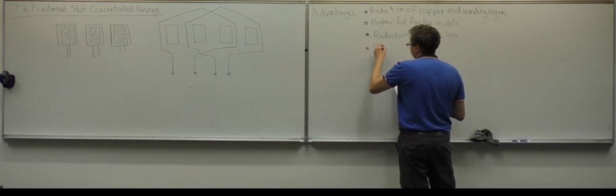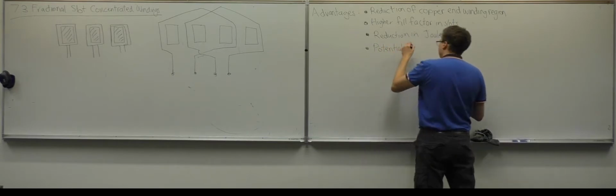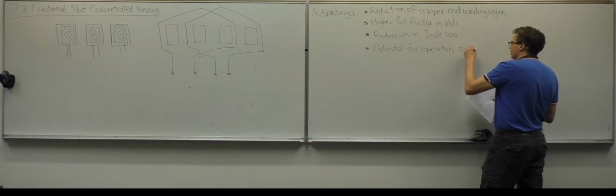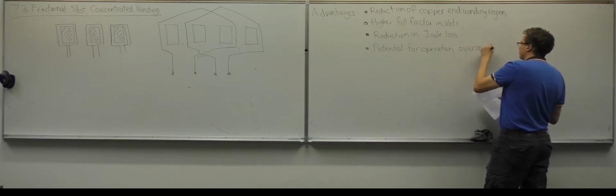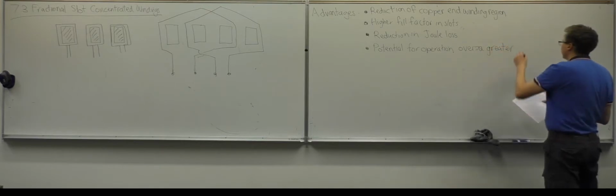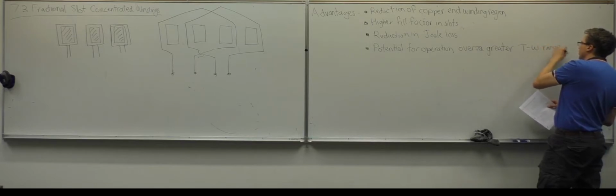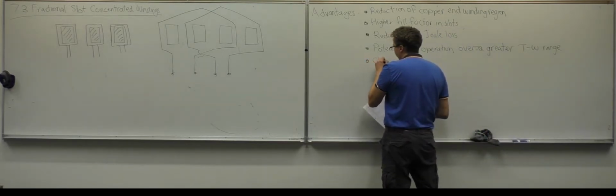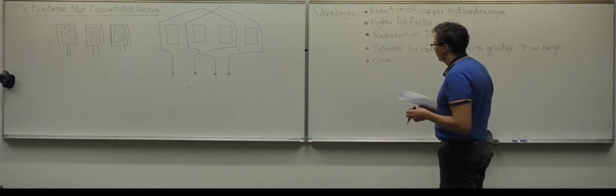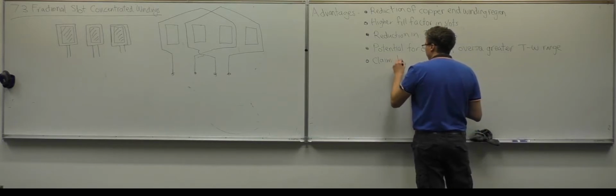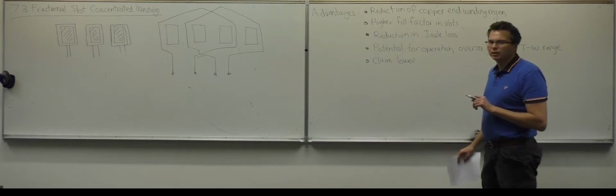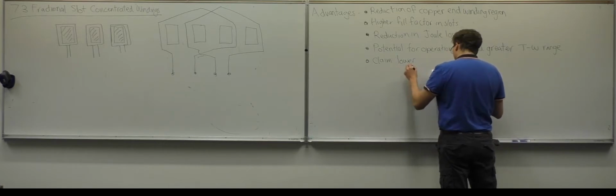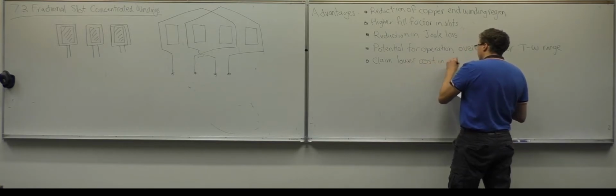There's potential in the literature for operation over a greater torque speed range. I'll talk more about torque speed range in another lecture. And some people claim that the concentrated slot winding has lower manufacturing costs, but the distributed winding is a highly automated and highly established technology, so it's still quite hard to beat, I think. Claim lower cost in manufacturing.